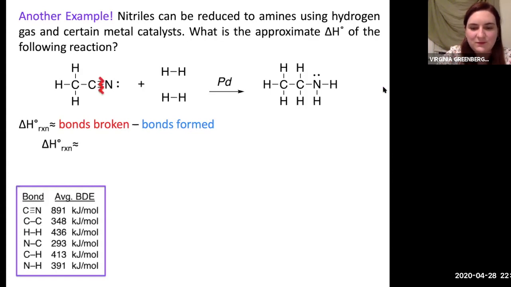Okay, so we can keep track of what broke. We can see the carbon-nitrogen triple bond broke. It's there on the left, but not the right. There's no hydrogen-hydrogen bonds on the right. Those are both breaking. But then we can see we have some new bonds. There we have carbon-hydrogen bonds that we didn't have before. Here we have the carbon-nitrogen bond that's now a single bond, so we're making a new connection between those. And then we have some new nitrogen-hydrogen bonds.